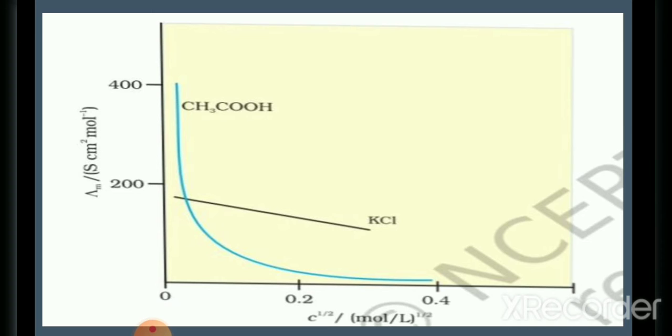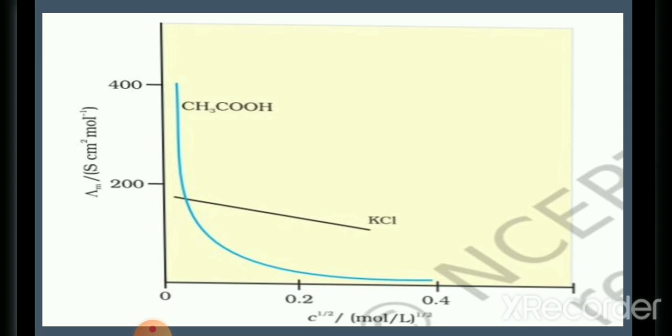How does the molar conductivity change for a strong electrolyte like potassium chloride and for a weak electrolyte like acetic acid? For a strong electrolyte like potassium chloride, the variation of molar conductivity with concentration is given by the equation lambda m is equal to lambda naught m minus A into C raised to half. This equation is of the form y is equal to mx plus c.